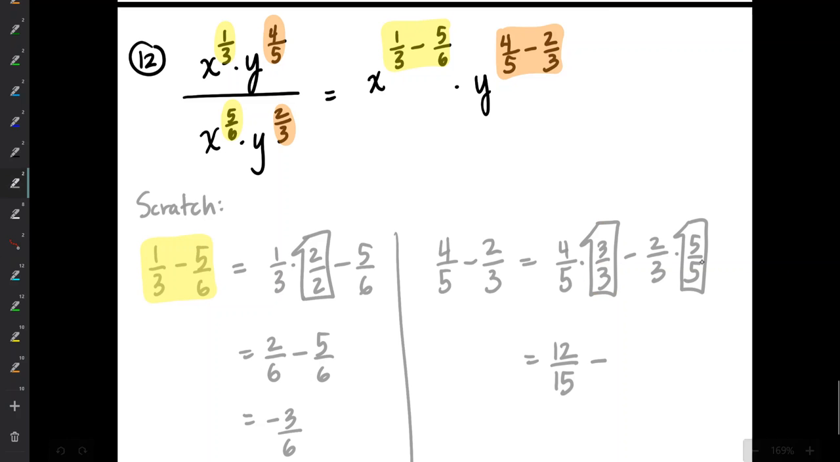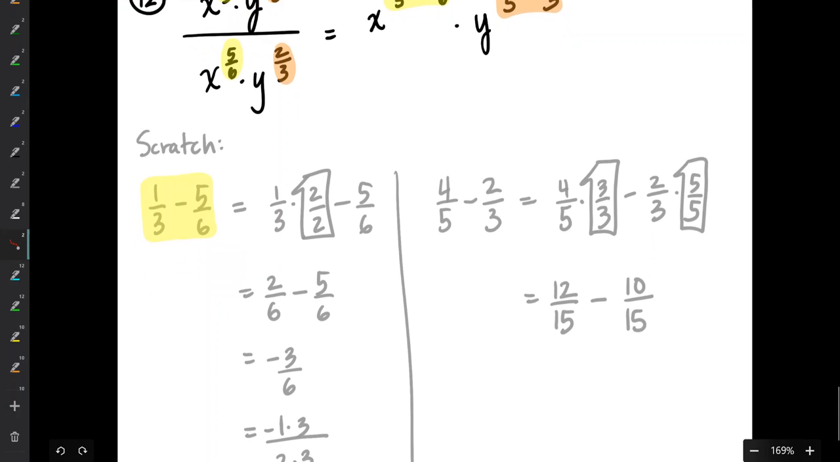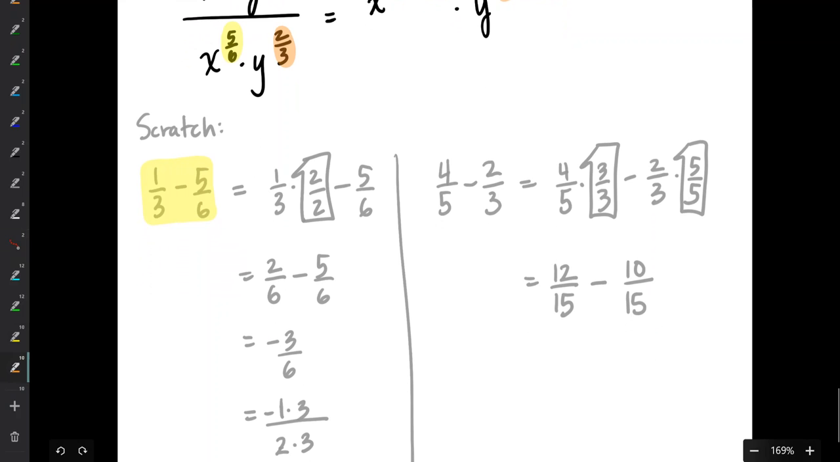Minus 2/3 times 5/5. Multiply fractions straight across: 2 times 5 is 10, and 3 times 5 is 15. I have 5 times as many slices, but they're a fifth as big. I haven't actually changed 2/3, I've just changed the way it looks. 12 of these things minus 10 of these things is 2 of those things, and those things are 15ths.